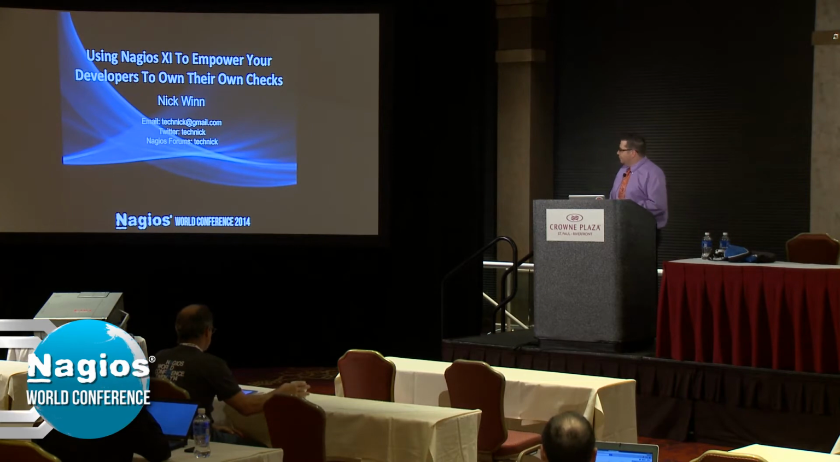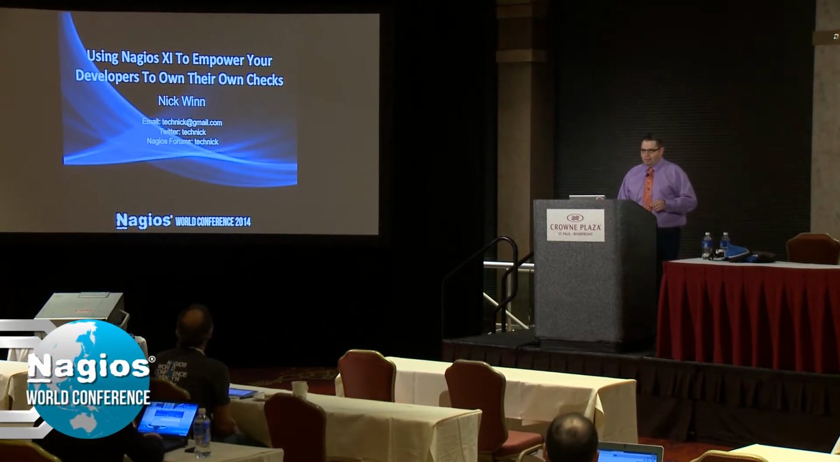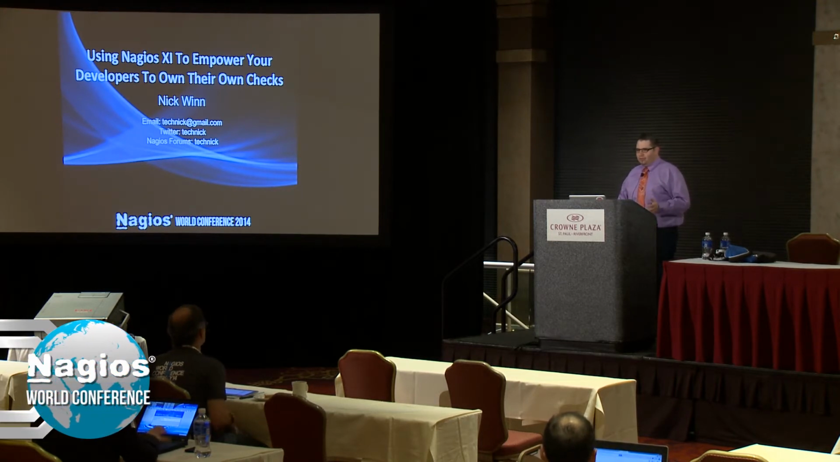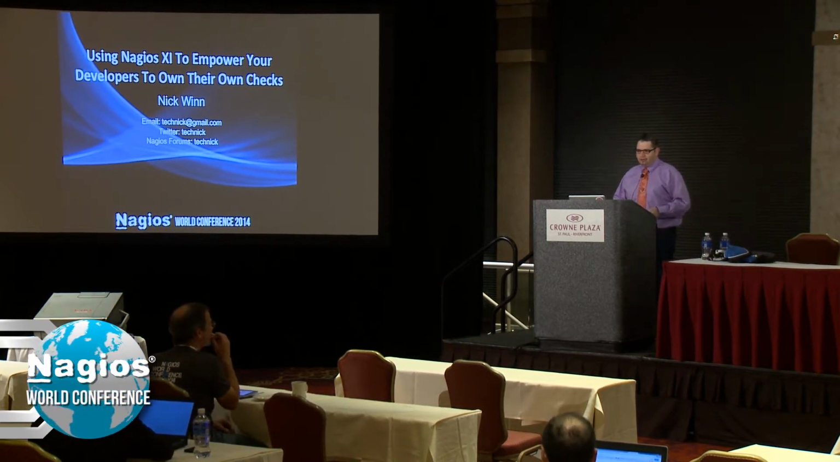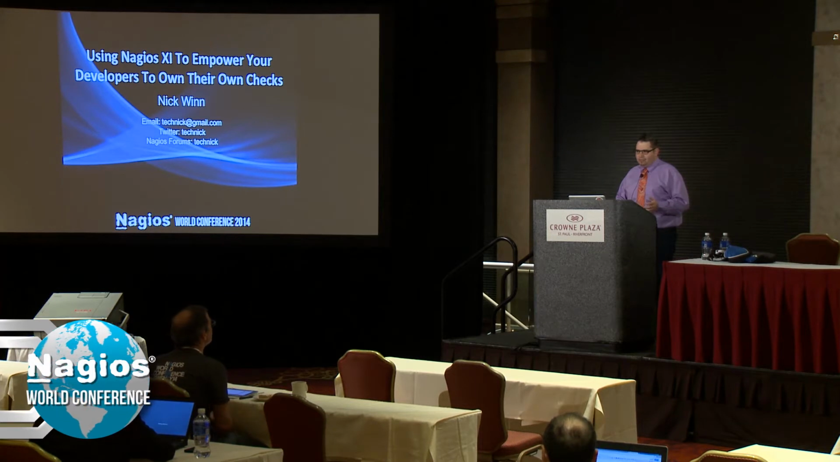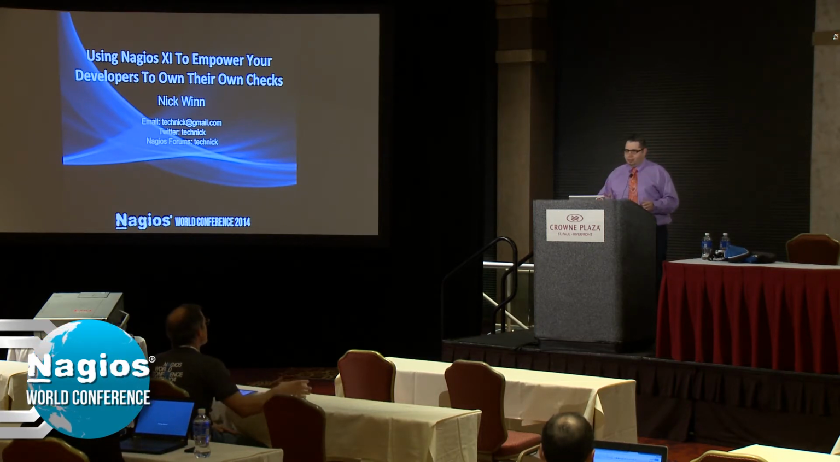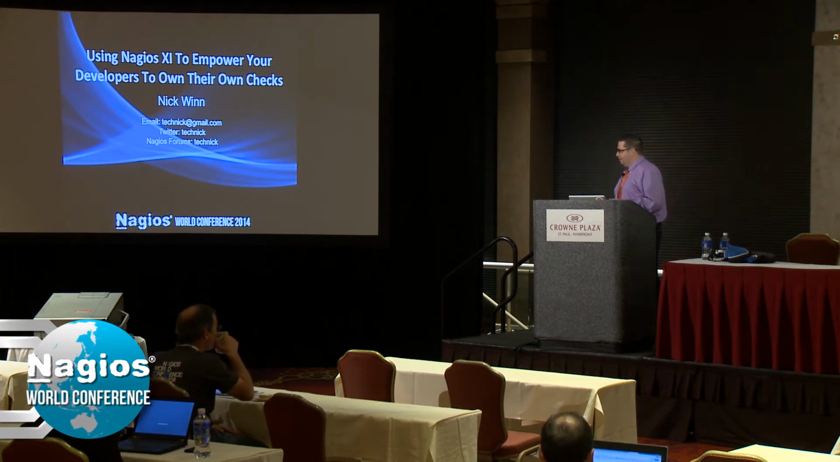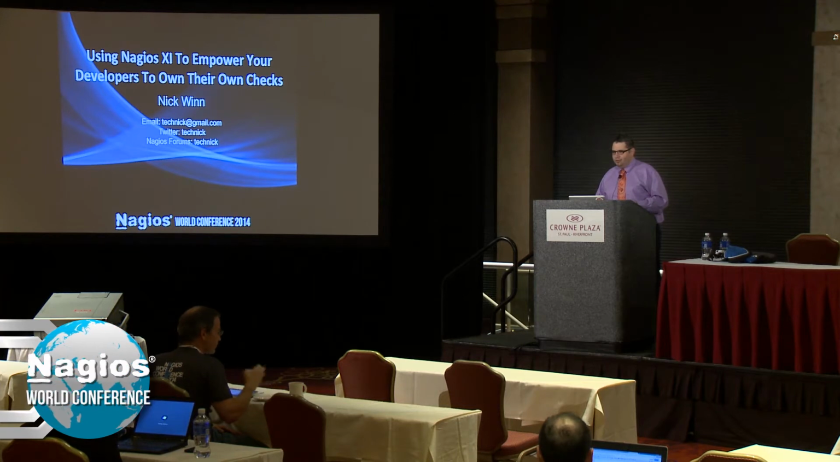All right, so this presentation is about using Nagios XI to empower developers to own their own checks. This is to give your developers the ability to add checks, remove checks, modify their own checks. Basically, you're giving them the power to do things without you. This is a very big move, and I was just telling a couple people in the crowd that this has a trust implication with it.